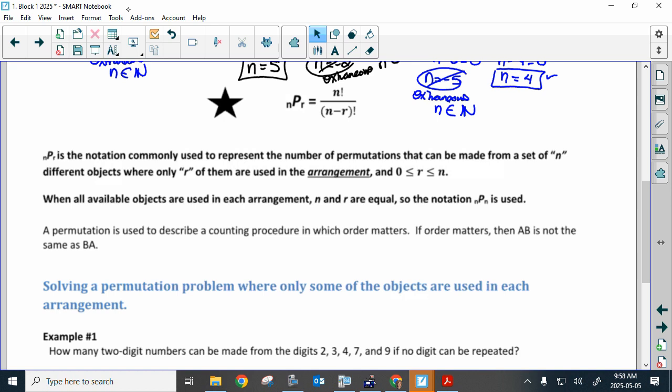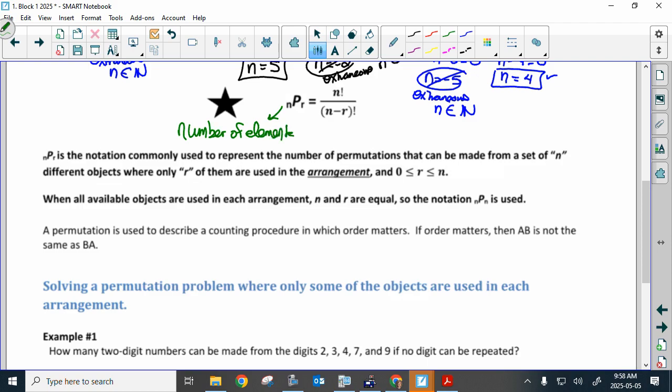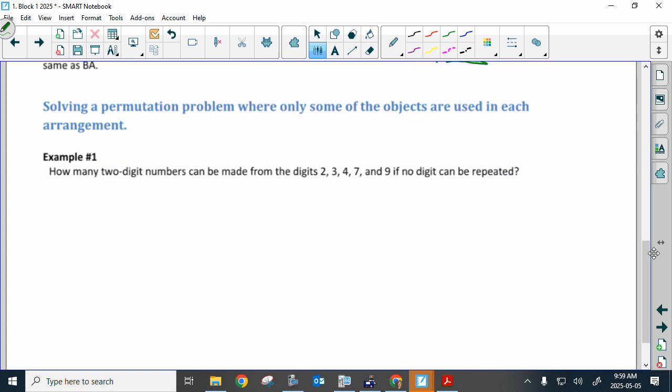So you have a set of n elements, but you're only going to arrange r. So this is your number of elements. This is the number to be arranged. So when you look at this question, how do we actually figure this out? Remember that order matters, okay? And we're just going to do one more example.